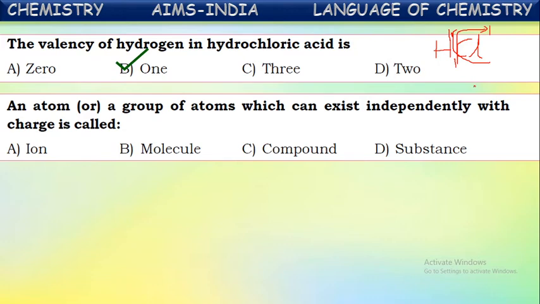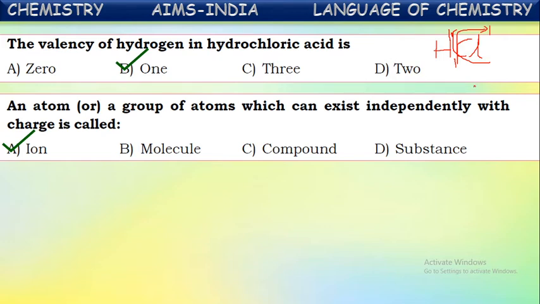An atom or group of atoms which can exist independently with charge are called what? The charged particles are called ions. The atoms or group of atoms with a charge are called ions or radicals.